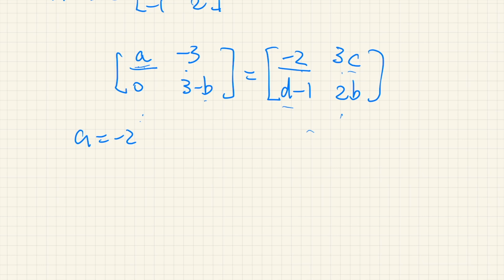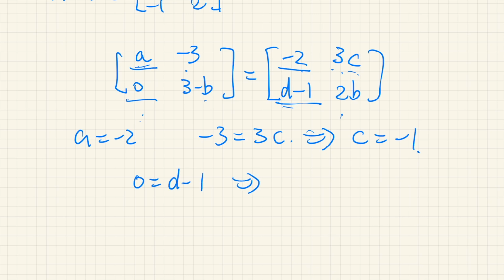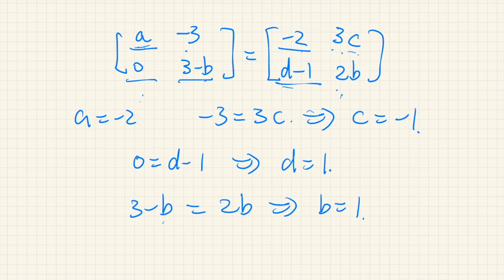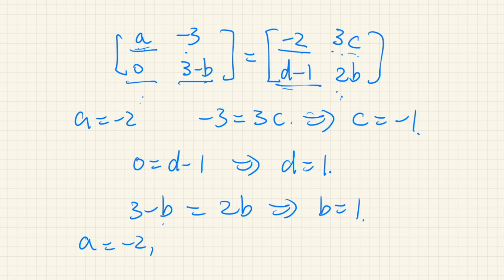And negative 3 should be equal to negative 3c. So this means c is equal to negative 1. And 0 should be equal to d minus 1, so therefore d should be equal to 1. And what about b? Negative 3 minus b should be equal to 2b. From here, b should be equal to 1. So in conclusion, a is negative 2, b is 1, c is negative 1, and d is 1.